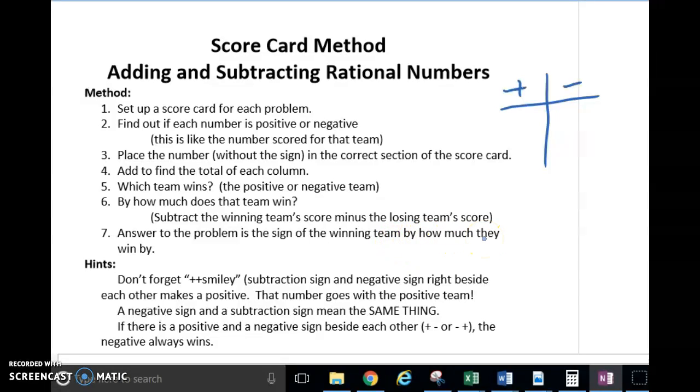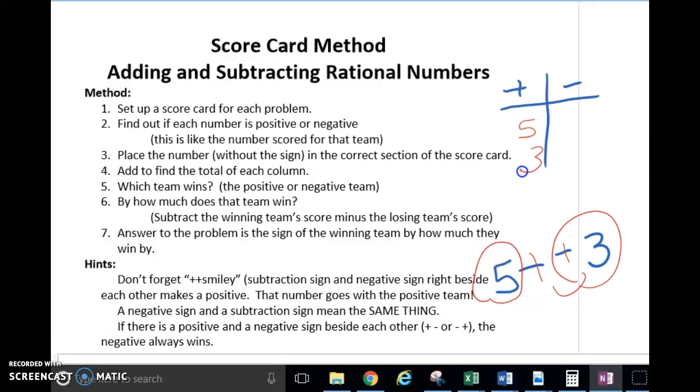And then I've got a couple of hints written down as well. Don't forget your plus plus smiley. So if we have a -5 minus a -3, we're going to go ahead and make those plus plus smileys. So that's going to become positive, positive with a little happy face underneath it. And then both of those, this one is going to be positive, and this one we have now made positive. So they would be on the positive team.